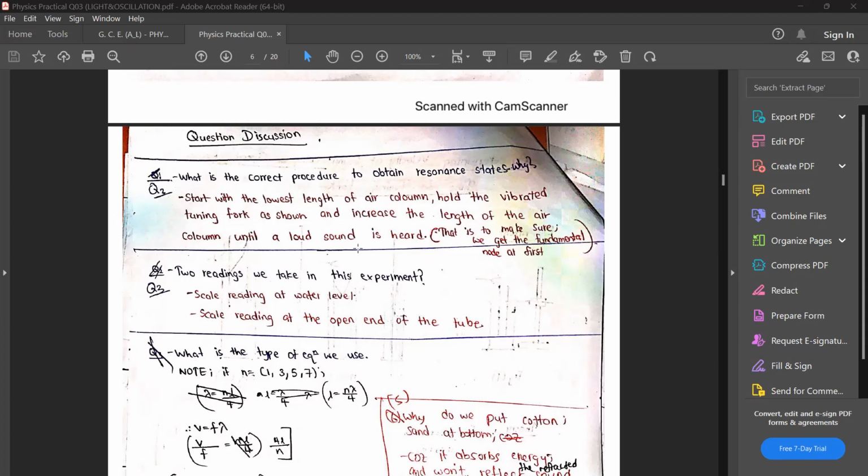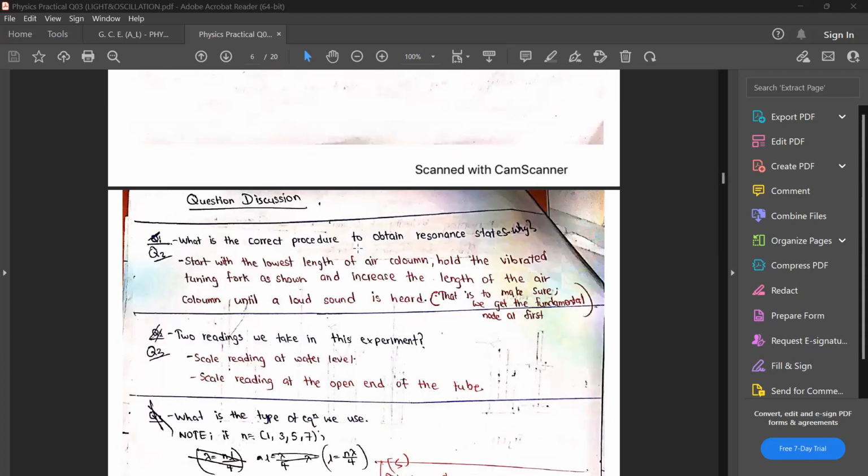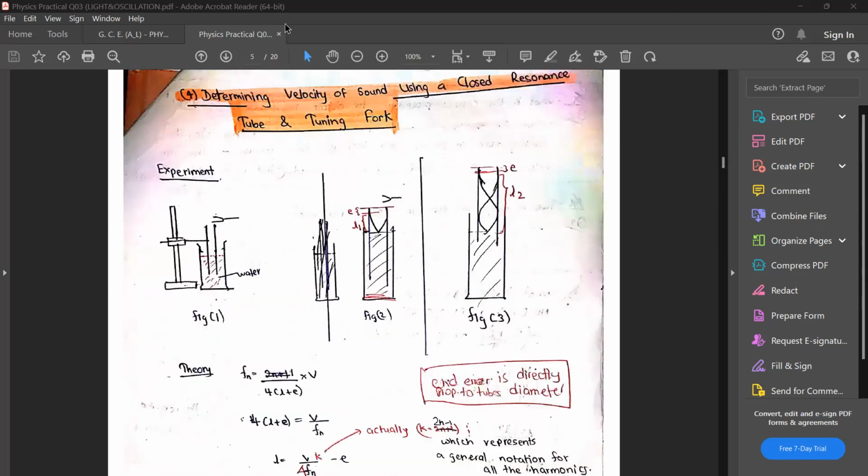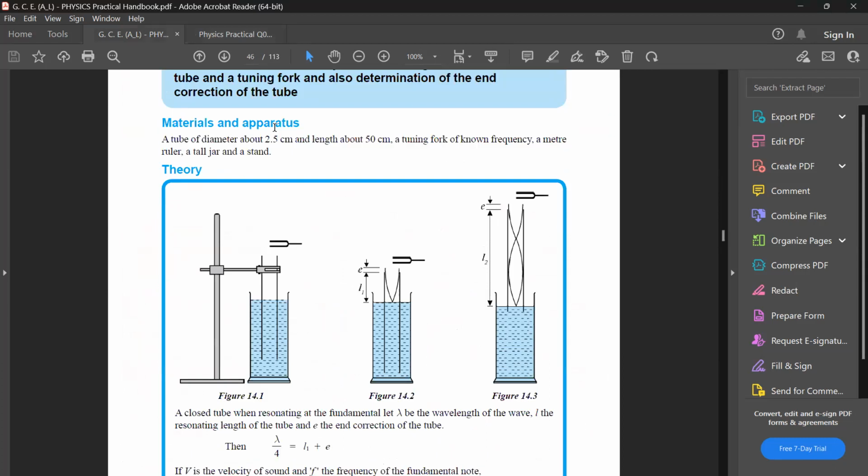Two readings we take in this experiment: scale reading at the water level, and scale reading at the open end of the tube. Now this is clamped to a stand, right? To get the actual length, I already explained the theoretical part, we should get the meter ruler reading at this point and at this point and get the difference.